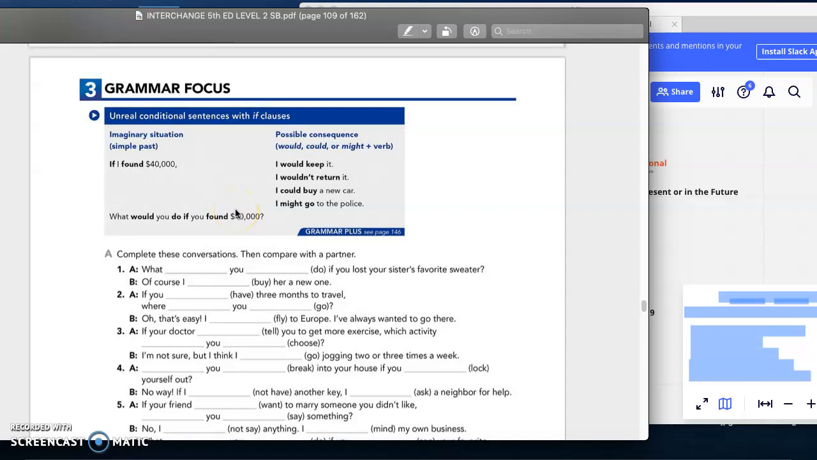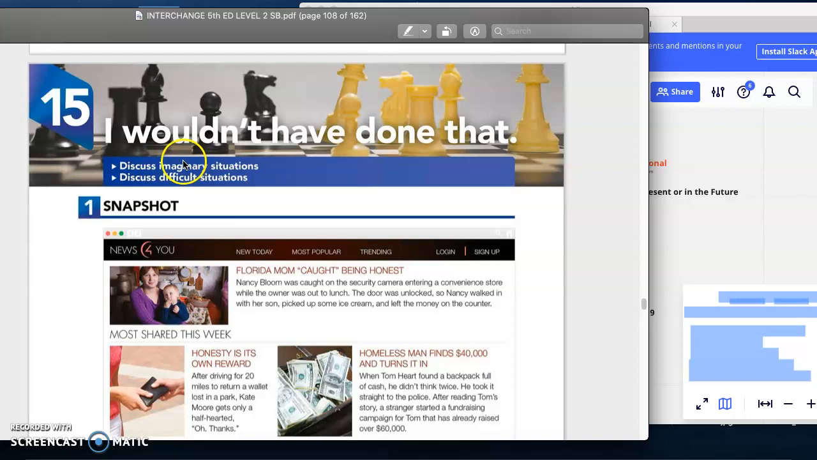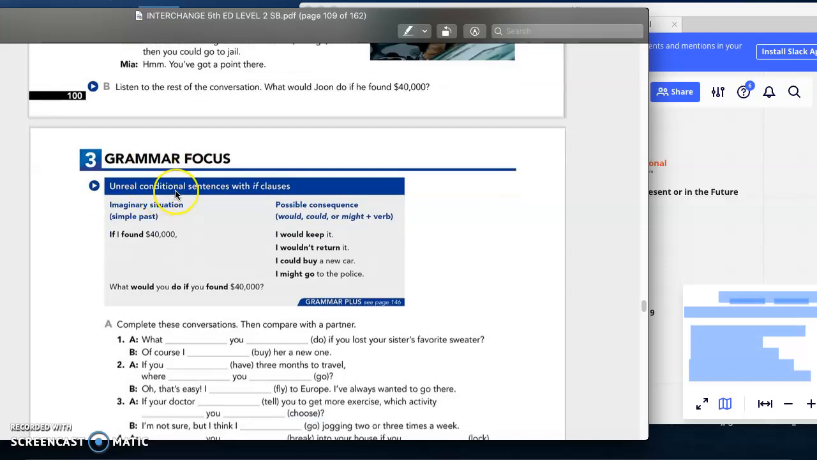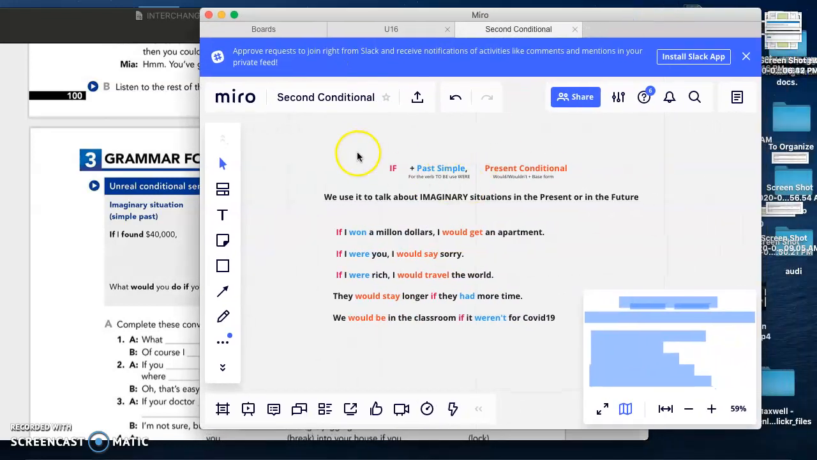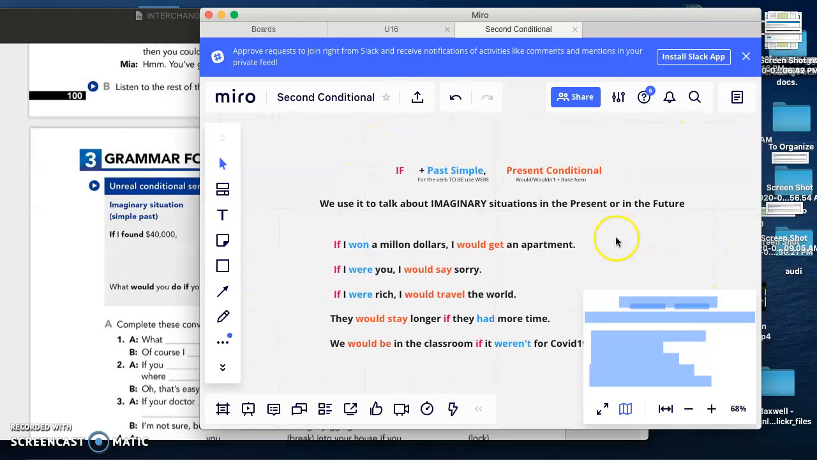Hello guys, so this is a short video so we can talk about Unit 15A. Unit 15 is called "I wouldn't have done that," and on the first grammar of the unit, we are talking about unreal conditional sentences with if clauses. So basically, we talk a little about what was the second conditional, and I made this video so you guys can have a better understanding of this topic.